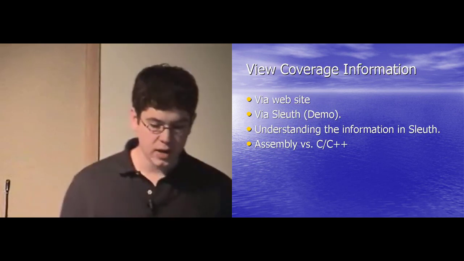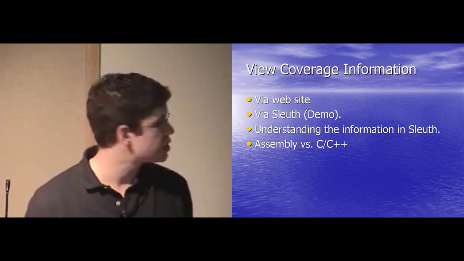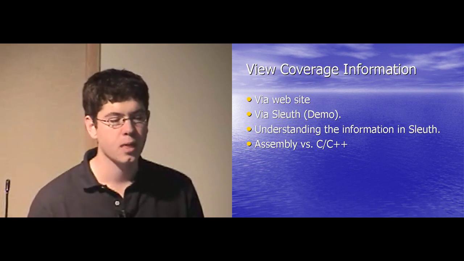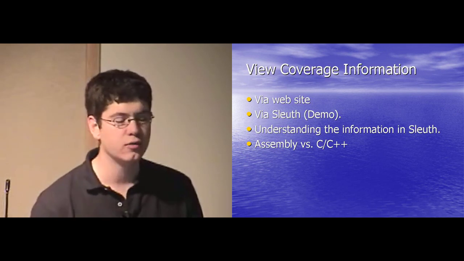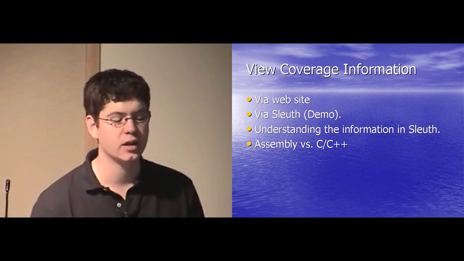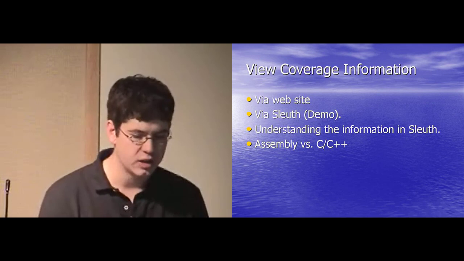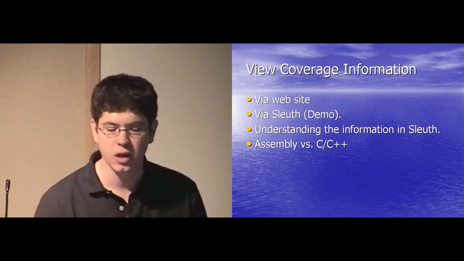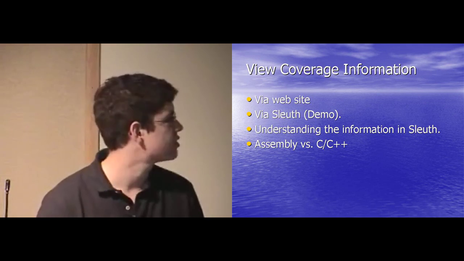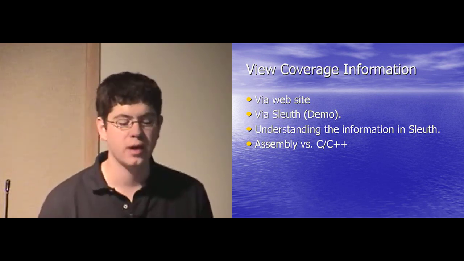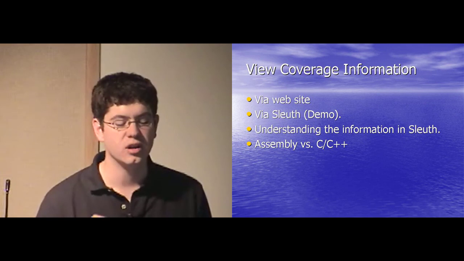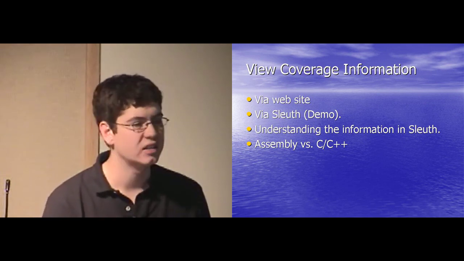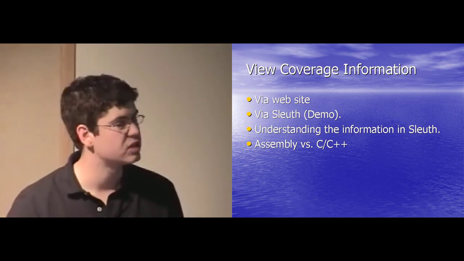So there's multiple ways of viewing this information from the website, or of viewing this coverage information once it's recorded. If you're here in Redmond, you can view it via the code coverage website, which I'll show you in a second. Also, you have to be here in Redmond to access this database. There's a tool called Sleuth that allows you more granular access to this data. It actually allows you to compare the information that's recorded in assembly and link that to the information in the code in C and C++.